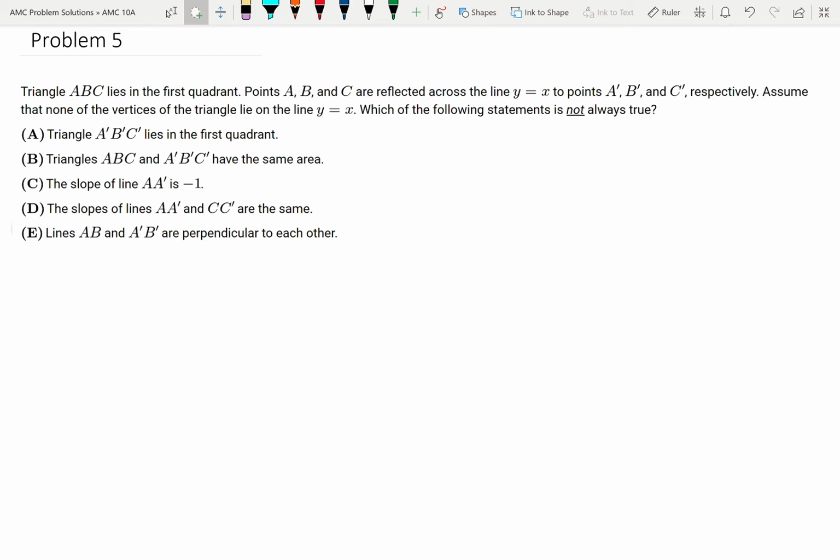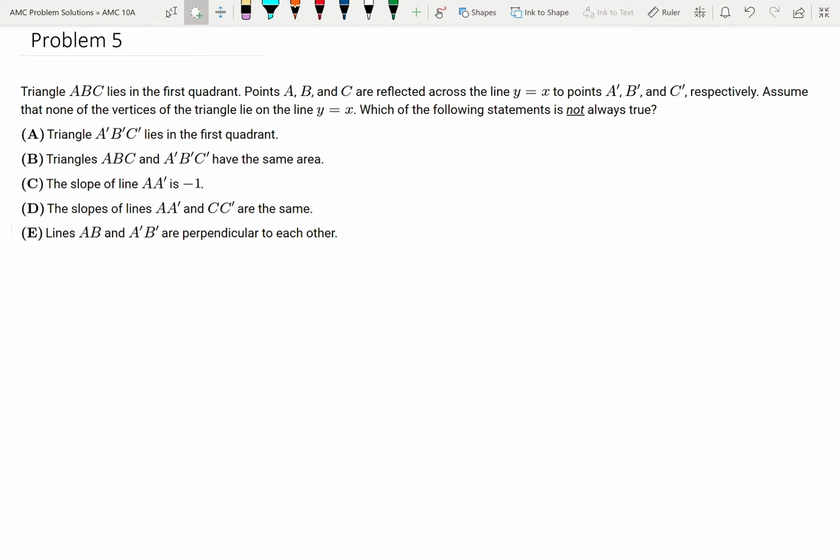Okay, so I'm just going to go through these one at a time and we'll determine if they're always true or not always true. One thing before I do that, I know that when I reflect a point across the line y equals x, the x and y coordinates are going to change.